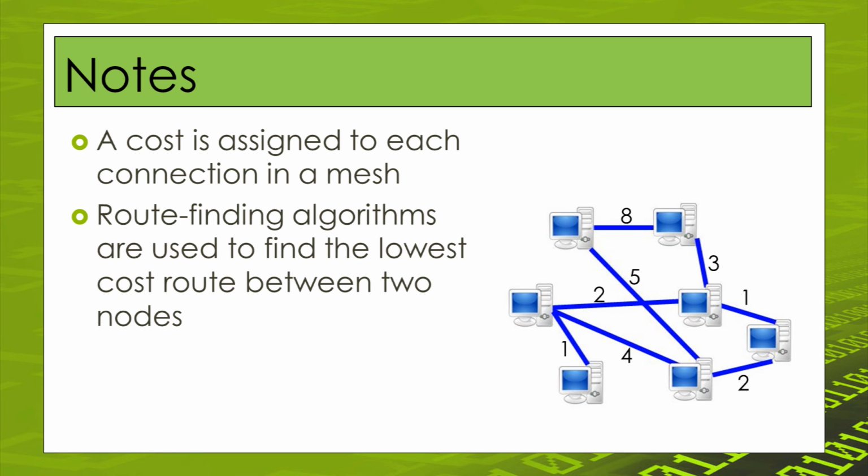Last set of notes. Can you draw out a mesh network and can you add the costs on each connection? And then note that a cost is assigned to each connection in a mesh, and route finding algorithms are used to find the lowest cost route between two nodes.